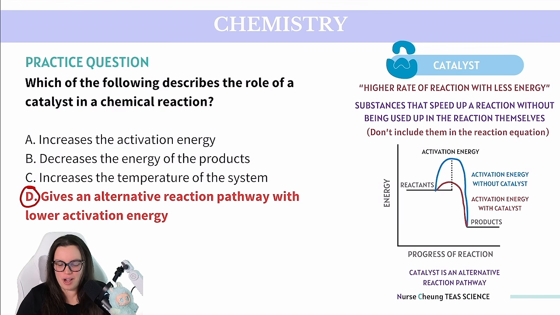Looking at other answer options, we have A, increases the activation energy. We know that's incorrect. We just literally talked about that. It actually decreases the energy, not increases it. B, decreases the energy of the product. So the energy of the product is always going to stay the same. The catalyst does not alter what's happening at the end, which is the reason that B is incorrect. And then C, increases the temperature of the system. Catalysts do not change temperatures when it comes to reactions. It only changes the activation energy, which is the reason why C is incorrect.